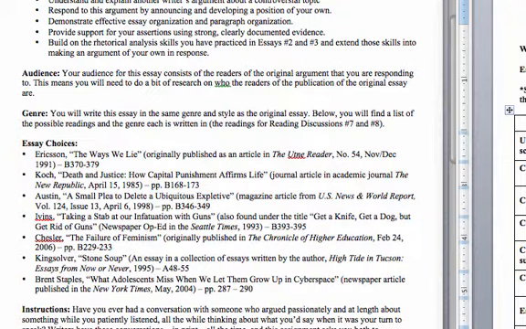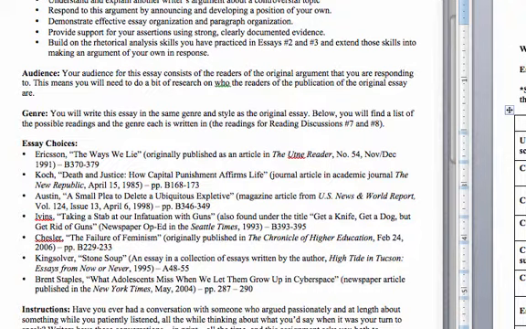Okay, so I've done part of the work for you by telling you where these pieces were originally published. You are going to have to do the research on who the audience for those publications will be. All right, and again, you will write your essay to the same audience that the original essay was written to.